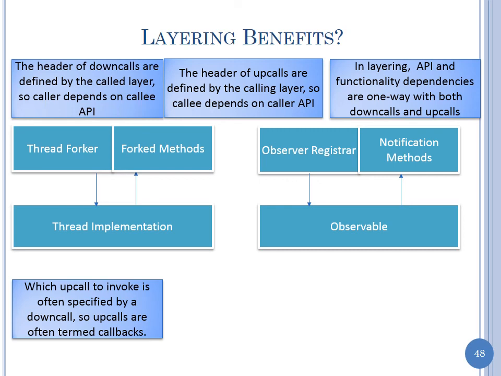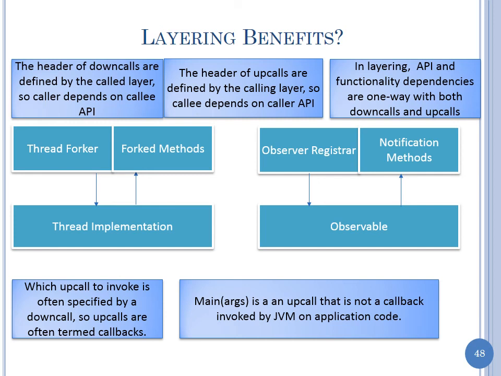Okay, so basically, before the upcall was invoked, a downcall was called to tell the lower level layer what to call. It's like when you leave a message on an answering machine, you leave a number there and they call you back based on what number you left. So when the upcall is dynamically decided, often it is identified by a downcall. Then the upcall is a callback.